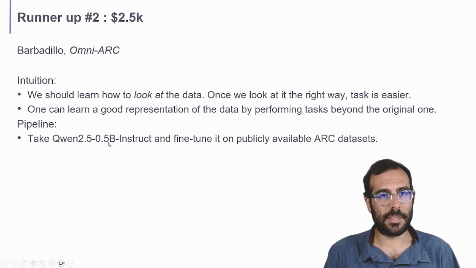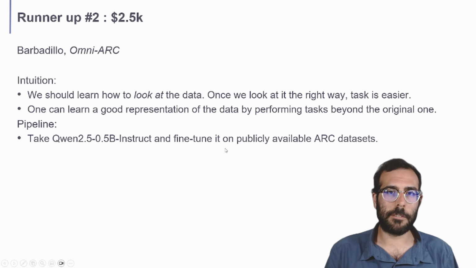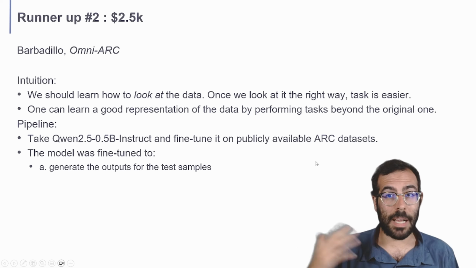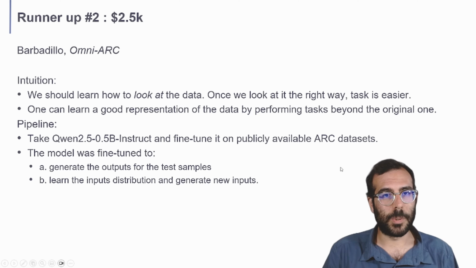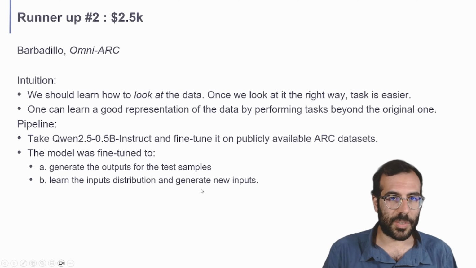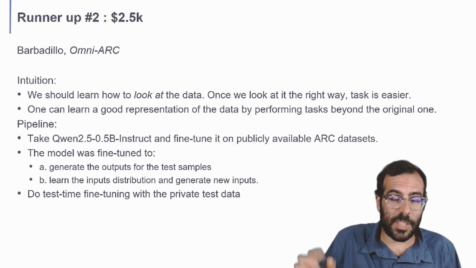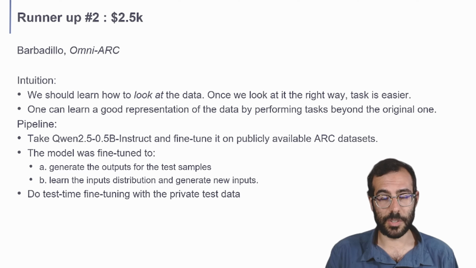So the pipeline is: Barbadillo takes this tiny Qwen model, which is also the one I've been using in the lab for neurosymbolic search, and he fine-tunes it on a publicly available ARC dataset. The model was fine-tuned to do a bunch of things, like generate the outputs for test samples, learn the input distributions, and generate new inputs. So the model does a variety of things, not just the most natural one, which is transduction.